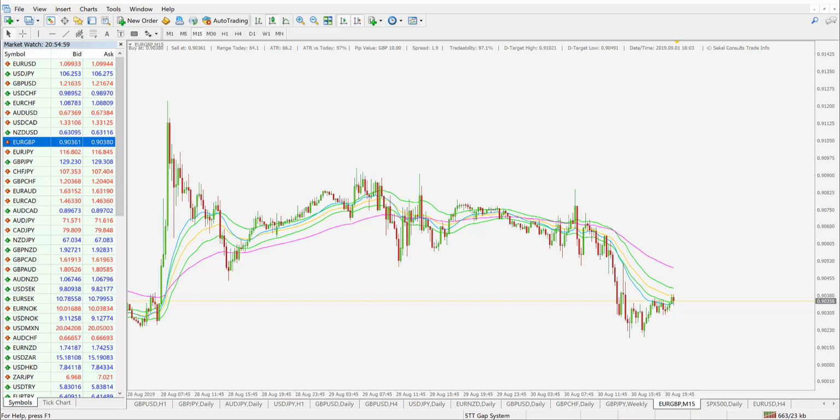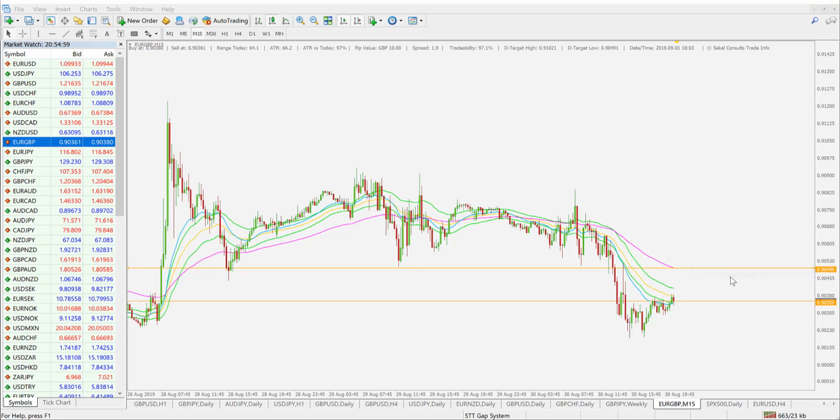So if we take this chart here now, this is Euro GBP. In this case, I want to take a trade. So I want to take, in this case, a sell trade. So I want to enter. So let's say my entry price is here. And then my stop loss is just at the 89 moving average. So 89 moving average just there.